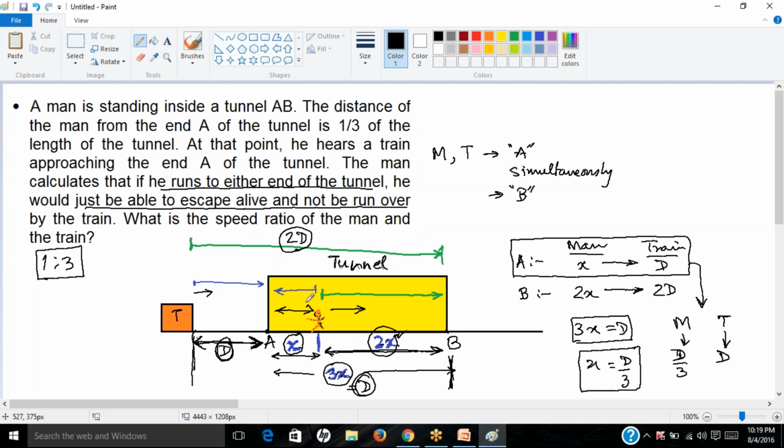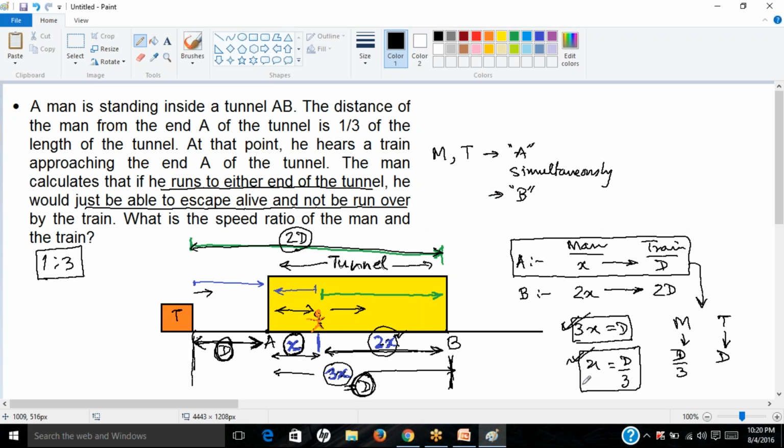The ratio must be maintained because the time is constant. The man and the train reach either end at the same time. Time is constant. So if this distance is d and the total distance is 2d, obviously the tunnel length must also be d, isn't it? Once you know that the tunnel length is d, it's very clear that this x that we were looking at initially is nothing but d over 3.